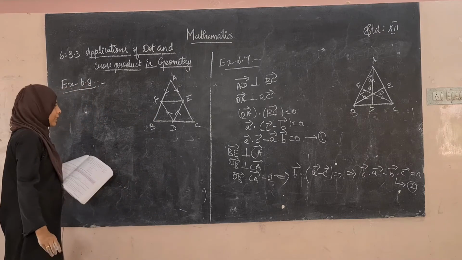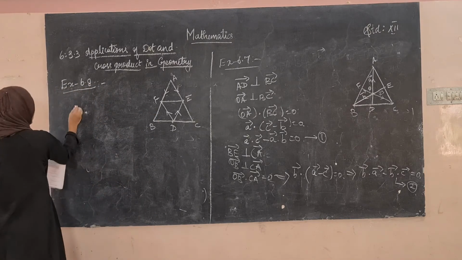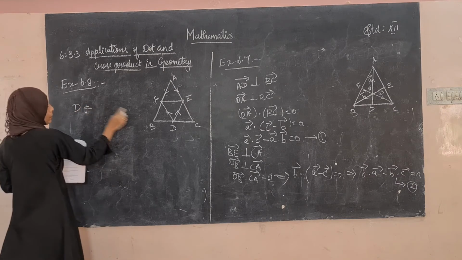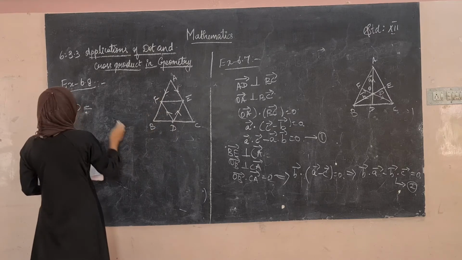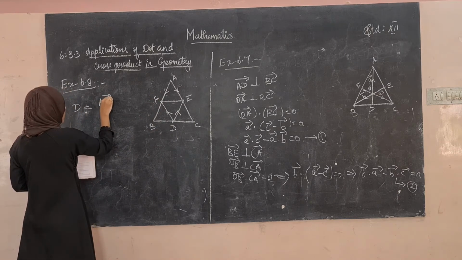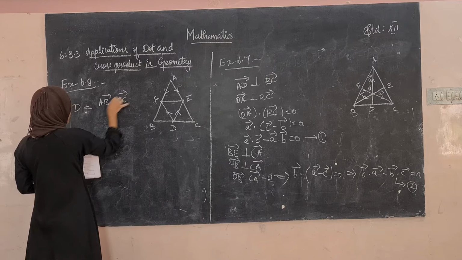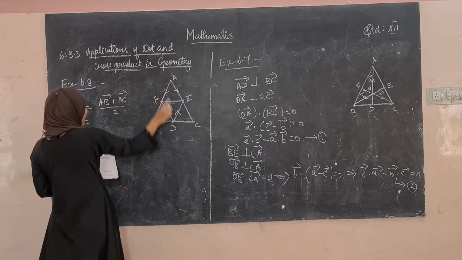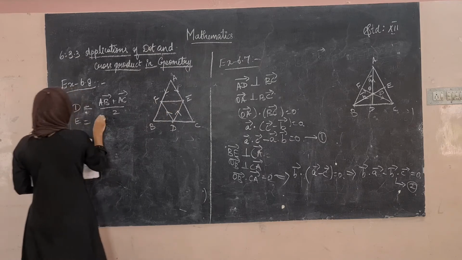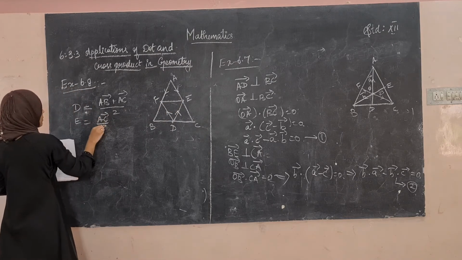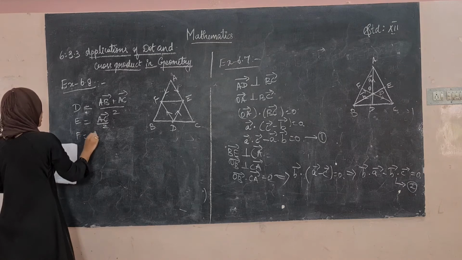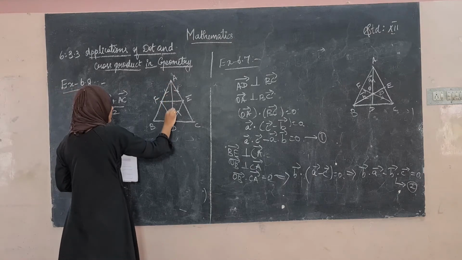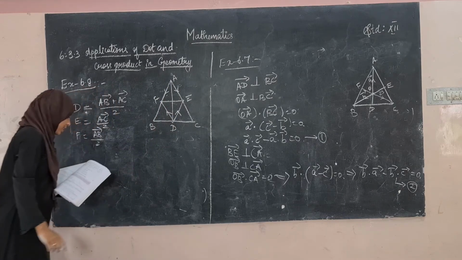So the position vectors of D, E and F are given by: position vector of D is given by AB vector plus AC vector divided by 2, and then E is given by AC vector divided by 2, since E is on this line, right? And F is given by AB vector divided by 2. Let us draw an imaginary line here.